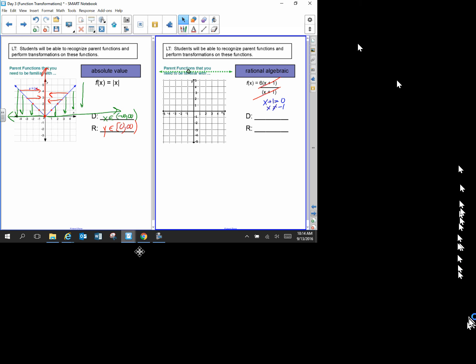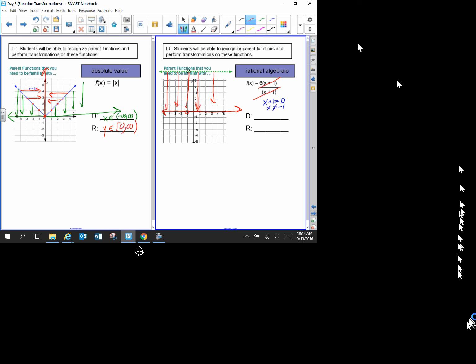Now the domain and range for this algebraic rational expression. For the domain, I smash this down and this hole comes down, a big hole there, and all of these other points end up going forever to the right. All these other ones go forever to the right. So my domain is x such that x cannot equal negative 1.